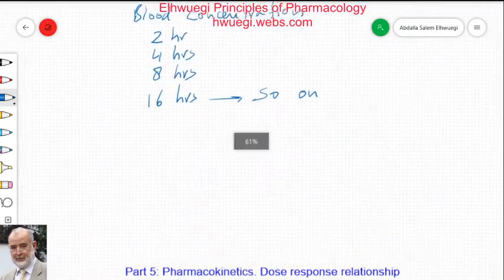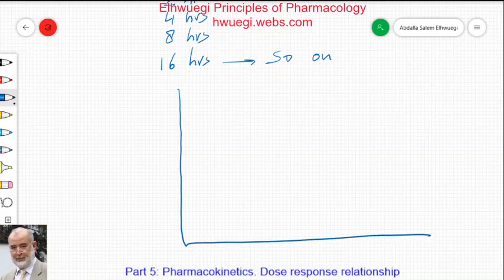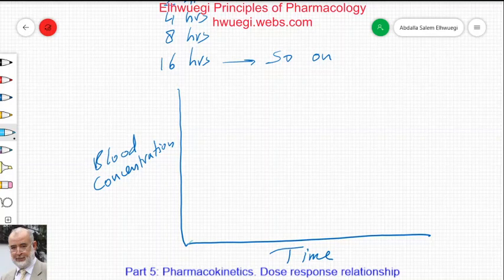Then I plot the relationship between blood concentration of paracetamol and time. What do you think will happen? What will we see? First, we will see a slow rise in the concentration of paracetamol in blood till it reaches maximum.